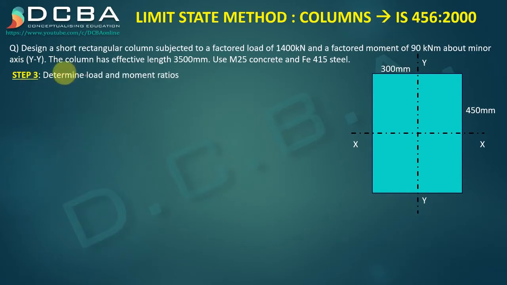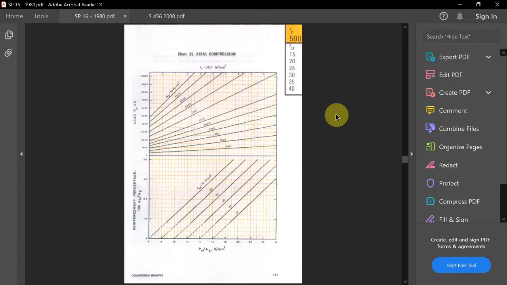Step 3 is to determine load and moment ratios. Okay, now this is something new, and here we are going to use something called interaction curves. These interaction curves are given in SP16. SP16 is the aid to IS 456-2000. Okay, so I'll take you to that SP16.